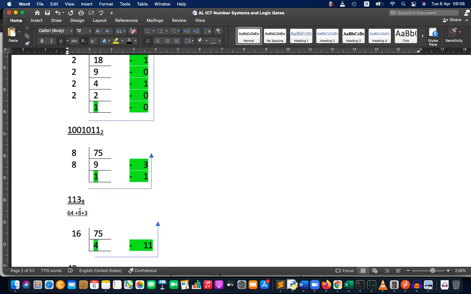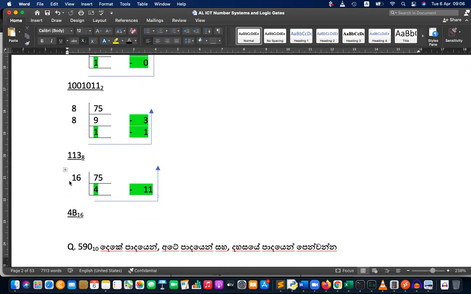Hexadecimal is again the same, same theory. You have to divide by 16. If you divide by 16, you get the hexadecimal number. That is 4 remaining 11. 11 is B, so it's 4B.